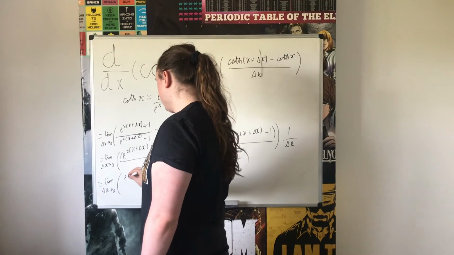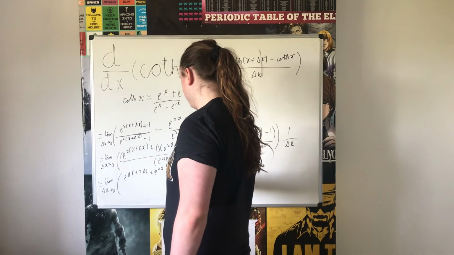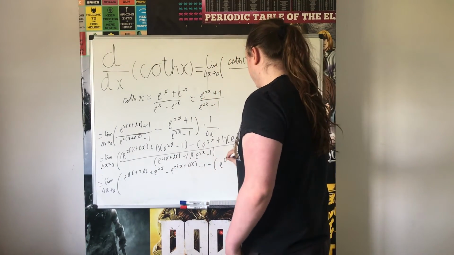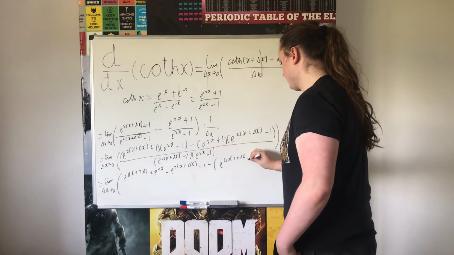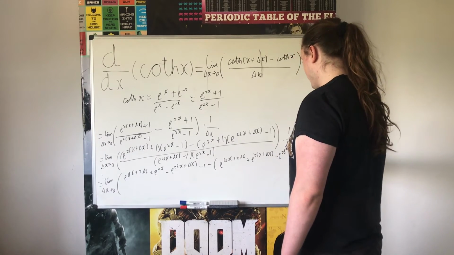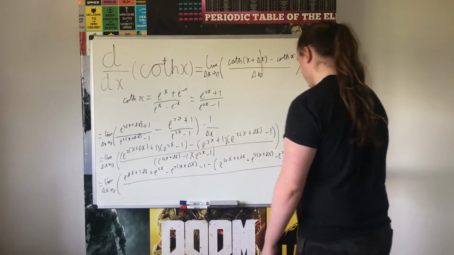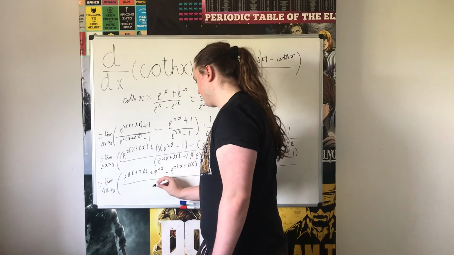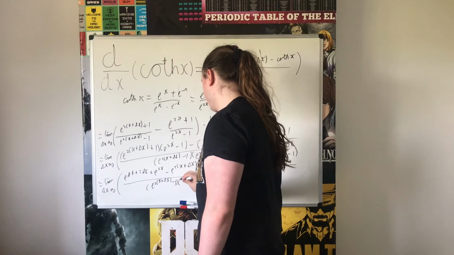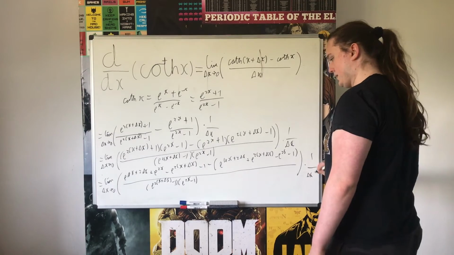giving us e to the 4x plus 2 delta x plus e to the 2x minus e to the 2x plus delta x minus 1, minus e to the 4x plus 2 delta x plus e to the 2x plus delta x minus e to the 2x minus 1. We'll leave these two just unexpanded, so (e to the 2x plus delta x minus 1) times (e to the 2x minus 1), all multiplied by 1 over delta x.